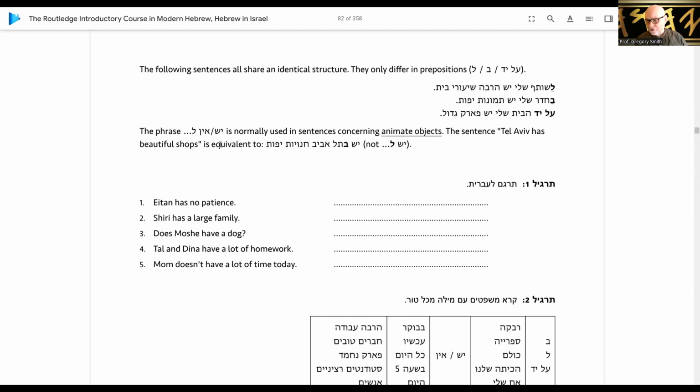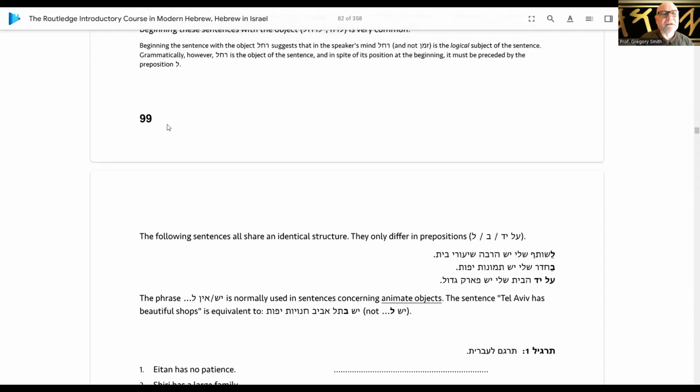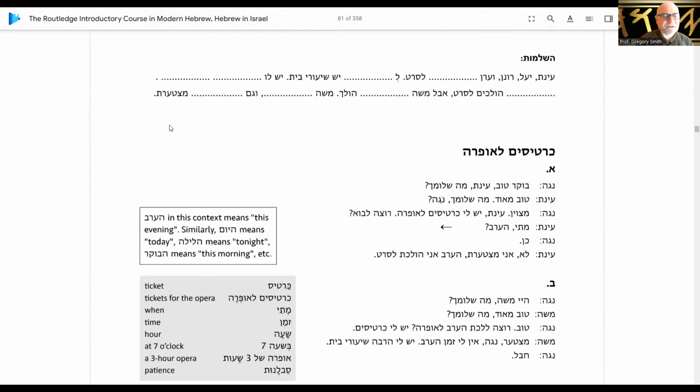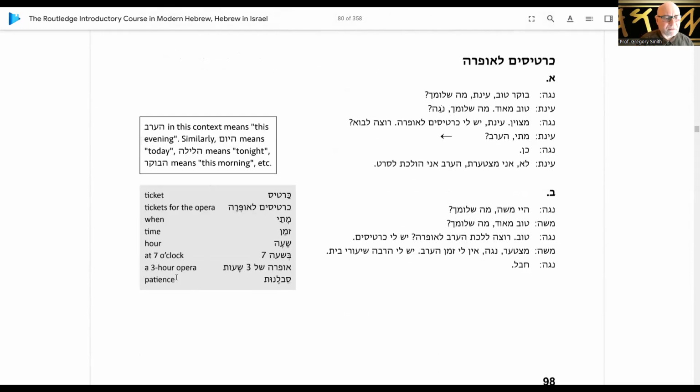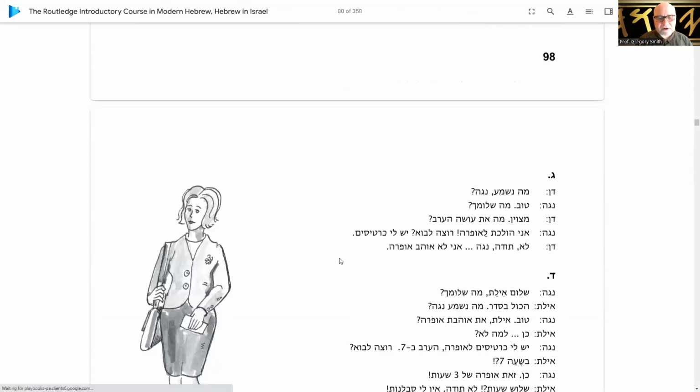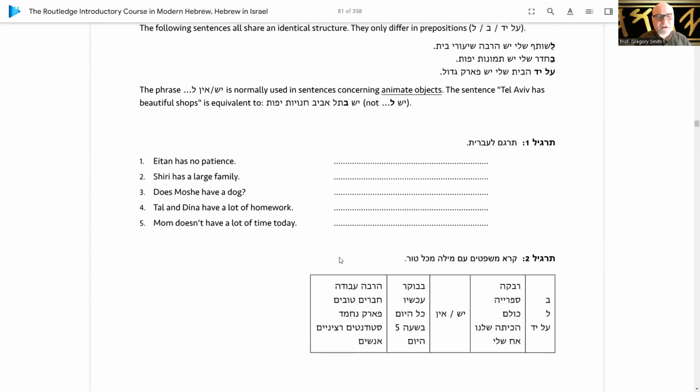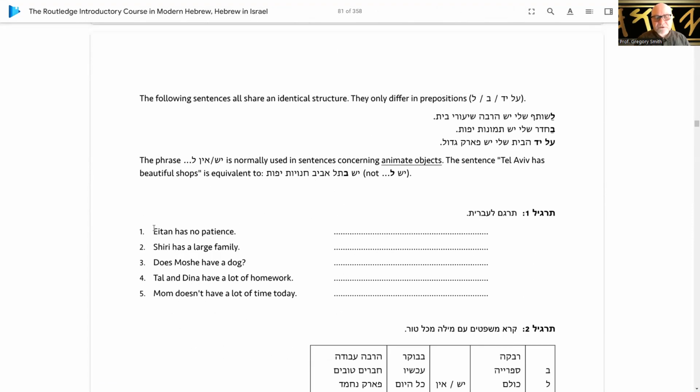סבלנות. Yeah, sabalanut. That was probably one of those that was included in our vocabulary. Sabalanut. There it is right there. Patience. Okay, so that's what needs to go down into this thing right here. So it's probably going to be like ein le'Etan sabalanut. So let's see what the answer key says.